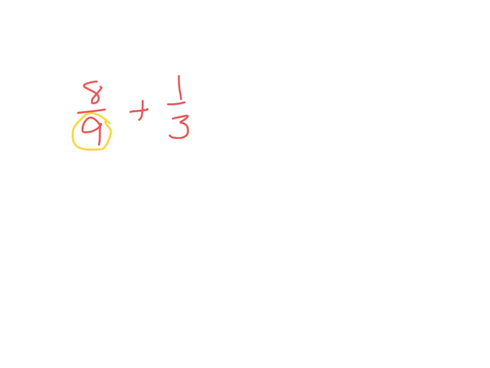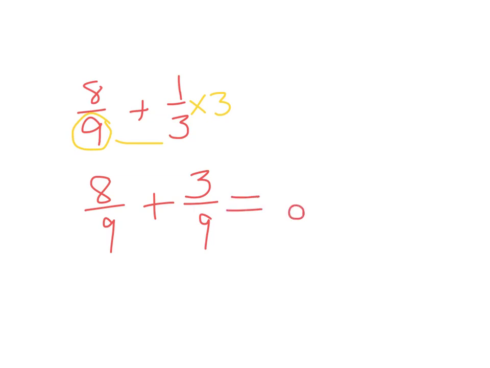What times 3 would give me 9? 3. So we've got to multiply this whole fraction times 3. No, I want to know what new denominator we can get. So this one doesn't change, 8/9 plus the new denominator on this side is 9. What's the numerator? It will be a 3 because you do 3 times 1. So now we can add. Denominator stays the same. What's 8 plus 3?